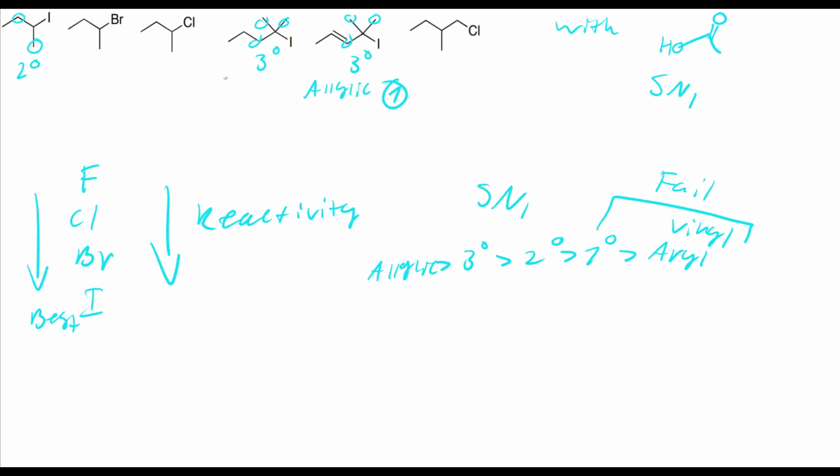Now, over here, is it 2 or 3? Well, it's going to be this guy over here because it's tertiary. So it's going to be number 2. This is going to be number 3. Now, am I looking for bromine or chlorine? Well, I go up 1. So bromine is not as good as iodine, but it's better than chlorine. So we're going to say that that's number 4.